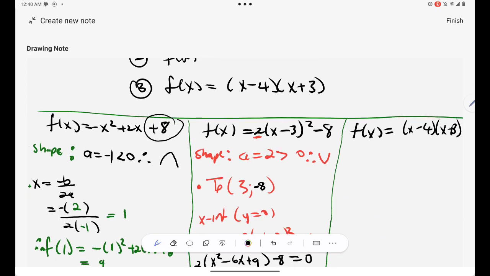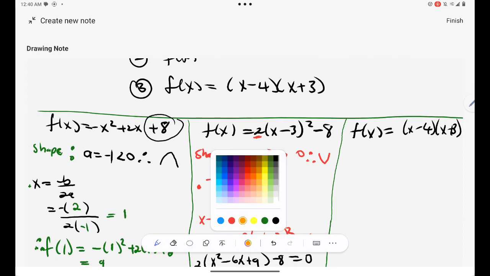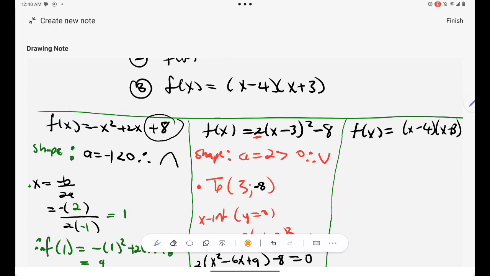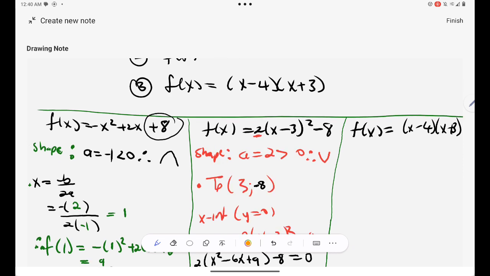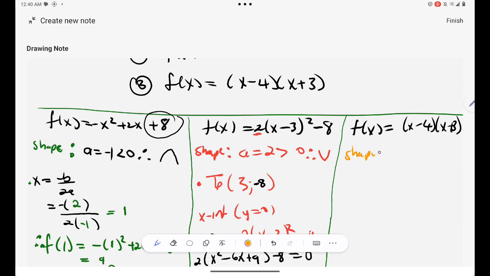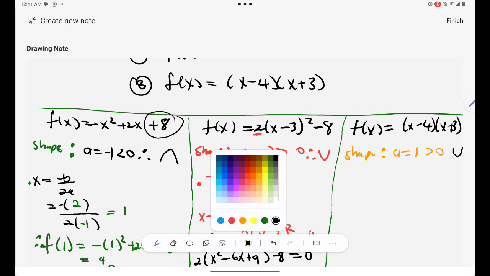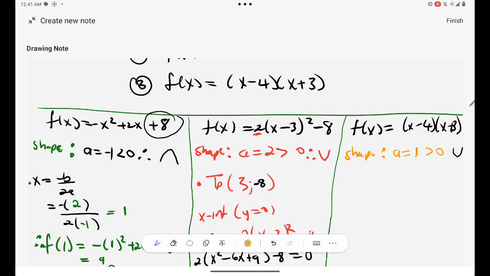Okay, number three, same thing applies. Shape. I know that a is the number in front of the bracket, so I have 1. 1 is a number that is greater than 0. Simply means that the shape should be facing upwards. Are you together?